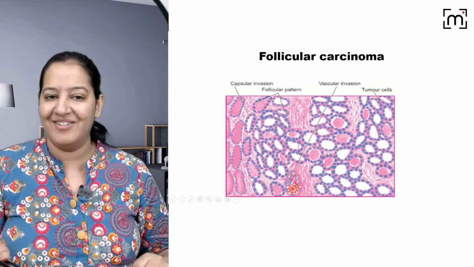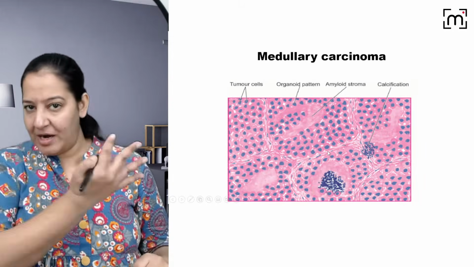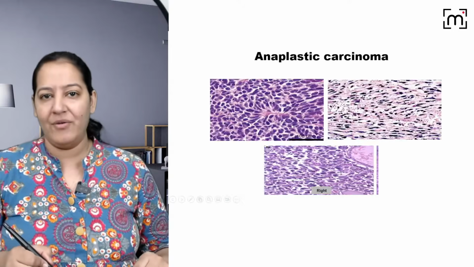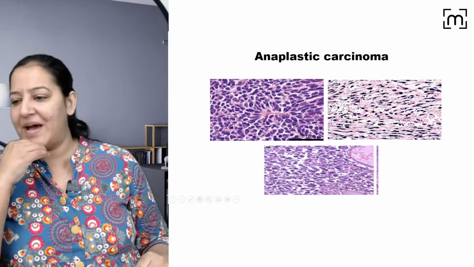See the follicular, right? See the medullary, see the amyloid. Don't miss the amyloid stroma, right? And see the anaplastic, the various patterns, right?